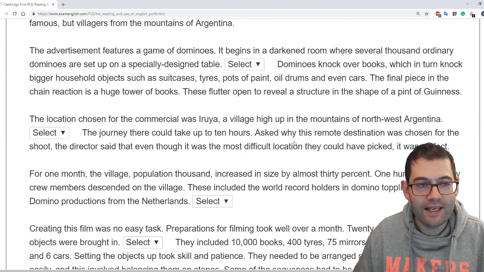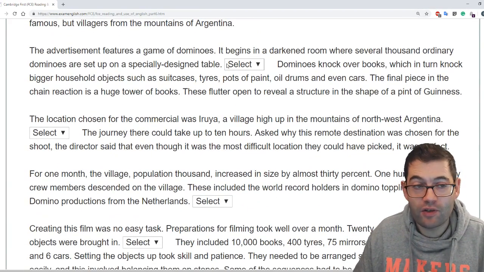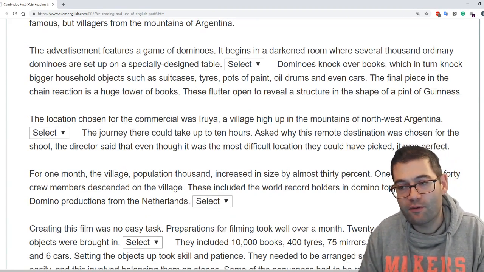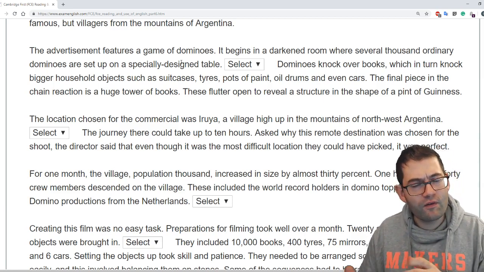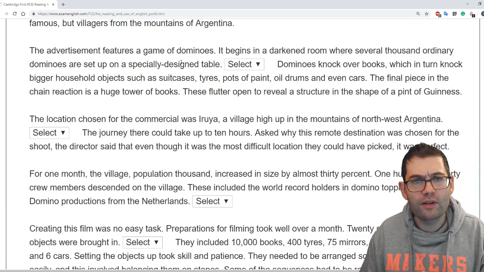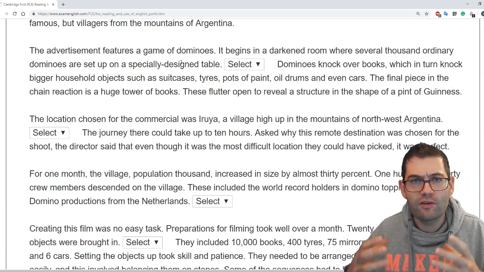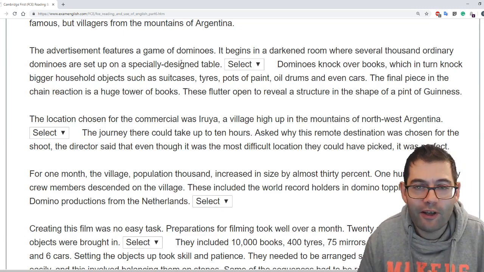For the second question, it says the advertisement features a game of dominoes. It begins in a darkened room where several thousand ordinary dominoes are set up on a specially designed table. And then afterwards, it tells you a story about what these dominoes do and how they build up and up and up into a great big, let's say, adventure of domino falling.